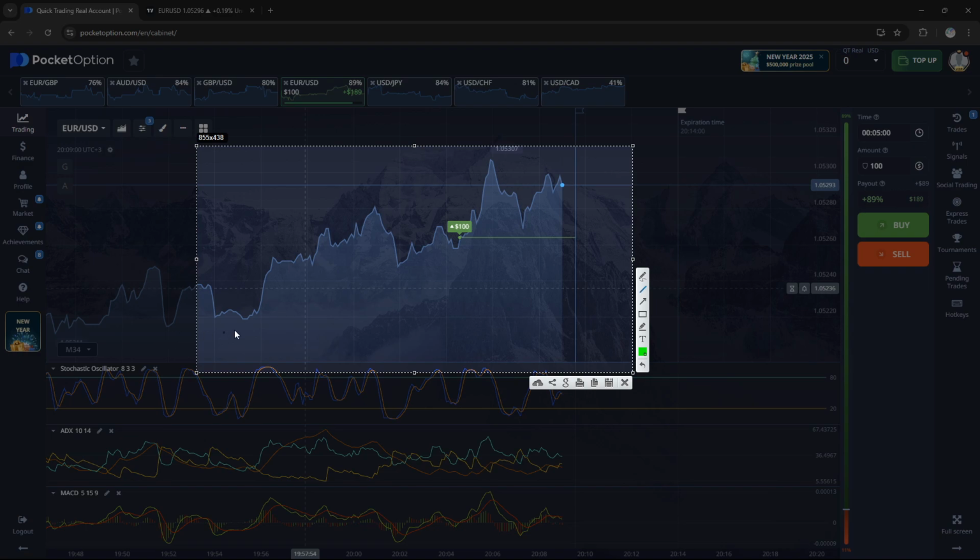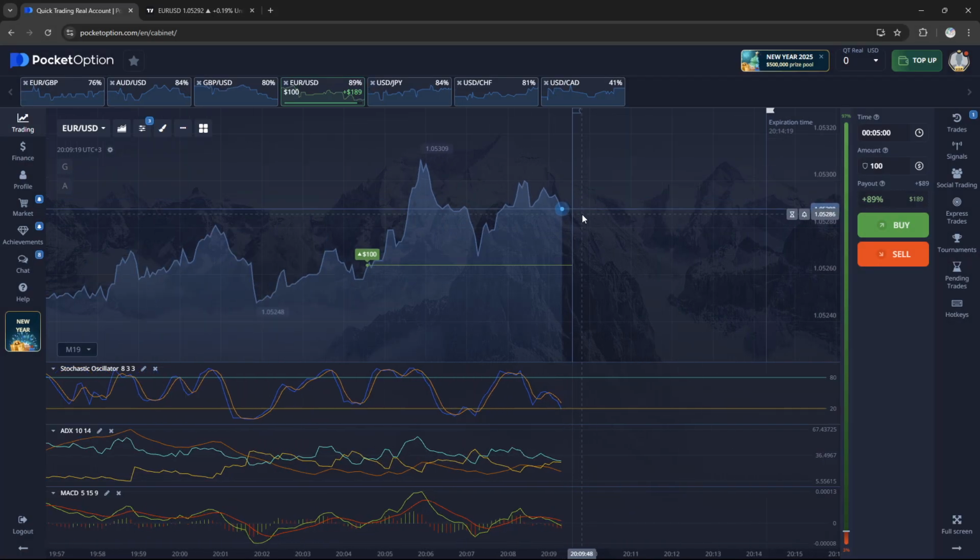Check this out. The idea of the euro going up is totally backed up. We've got 4 support zones, all lining up perfectly on an upward trend line. This trade? It's practically guaranteed to close in profit. The setup is too solid to fail.